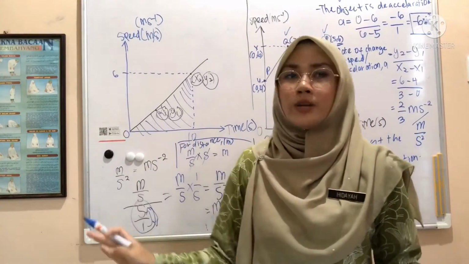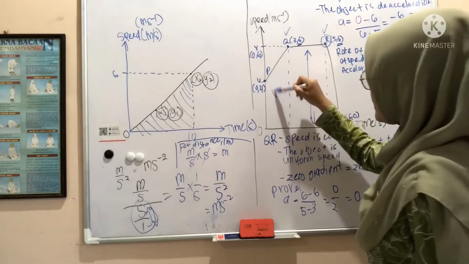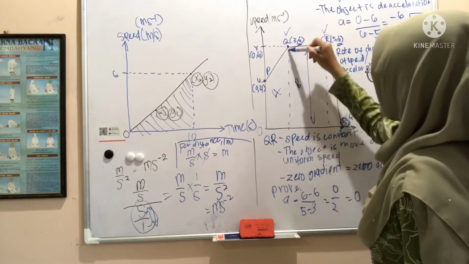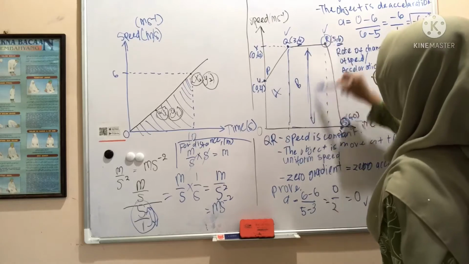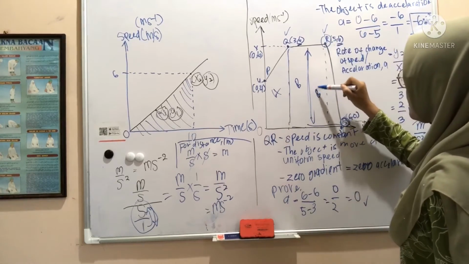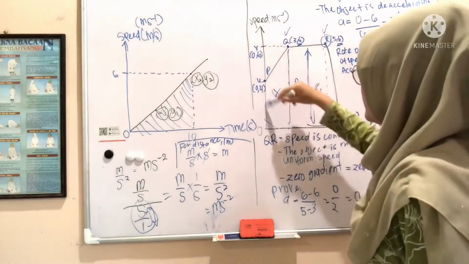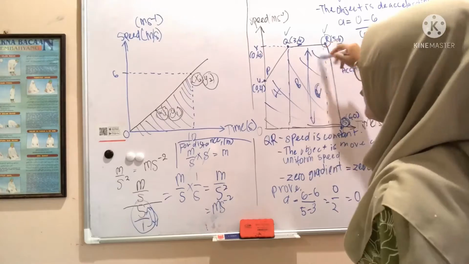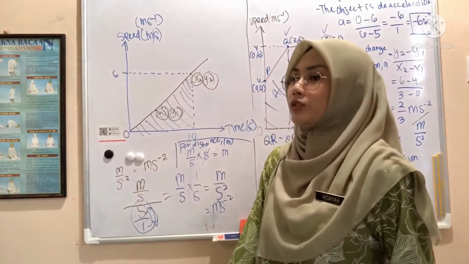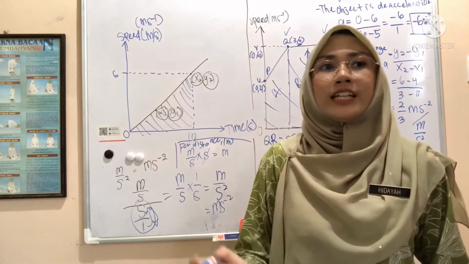Yes, like this we can get the distance from the area under the graph. No matter what shape it is, like this is a trapezium and this is a rectangle, and this is also a trapezium. See. So we can get all the area under the graph as the distance travelled by the motion or by the object. Okay, do you clear?